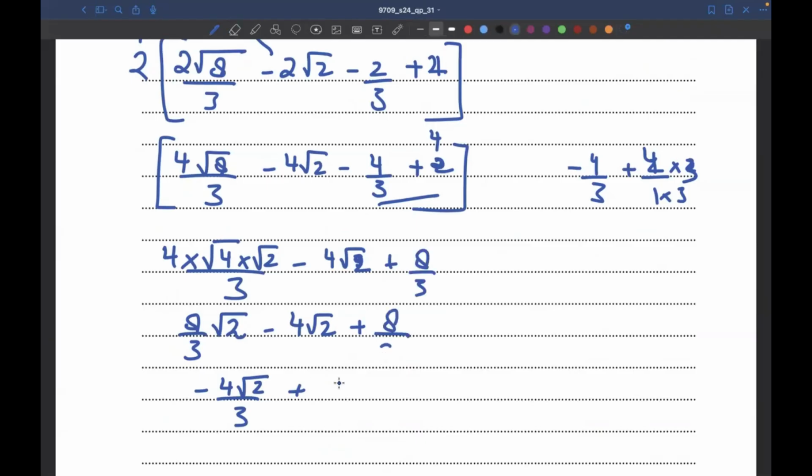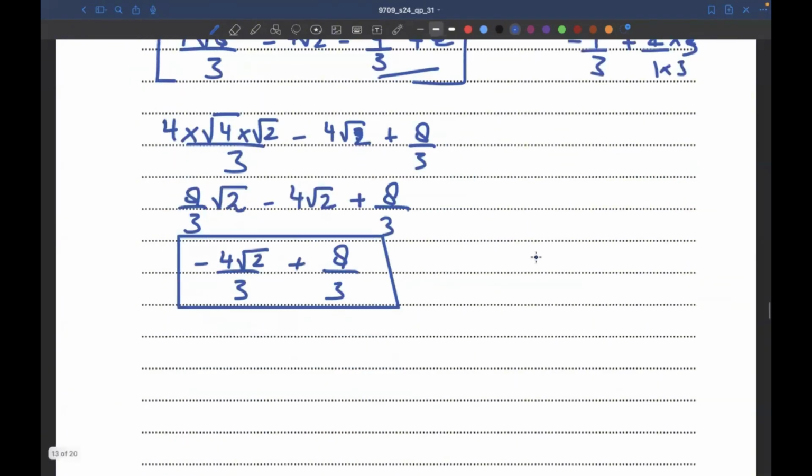So the final answer will be written as minus 4 root 2 upon 3 plus 8 upon 3. And as we have to give our answer in the form a plus b root 2, the value of a will be 8 upon 3 and the value of b will be minus 4 upon 3.